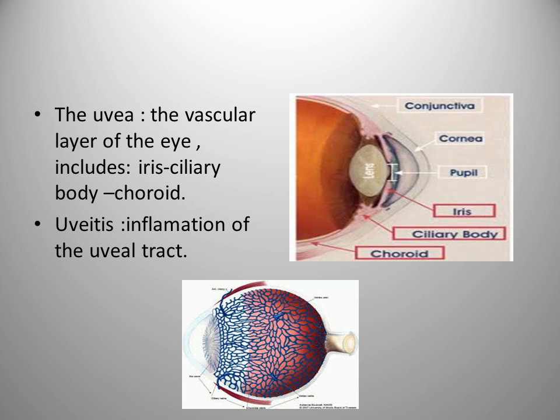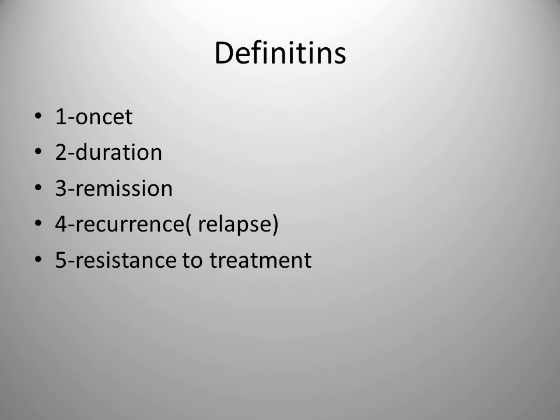Uveitis is inflammation of the uveal tract, but sometimes this term also includes inflammation of the retina and its vessels. There are certain definitions that we need to discuss. First, the onset. The onset of uveitis could be sudden or insidious. Second, duration. The duration could be limited to 3 months, we call it limited uveitis, or it could be persistent uveitis when it continues longer than 3 months.